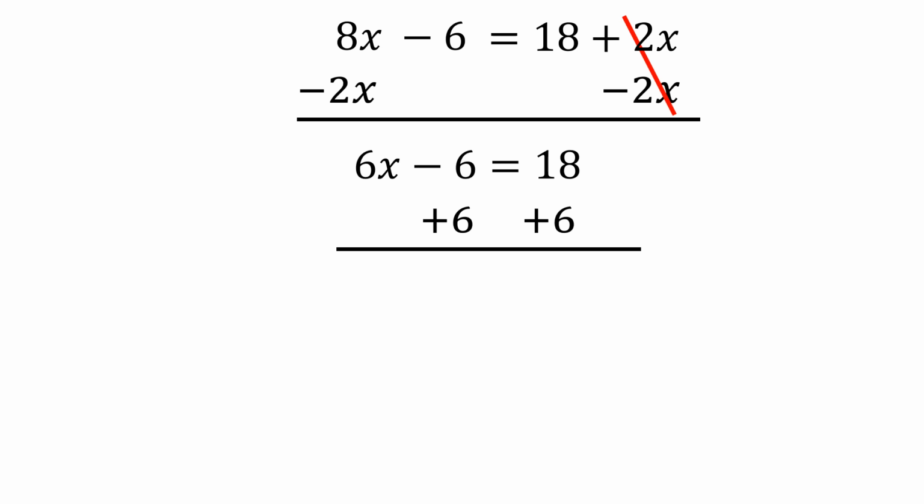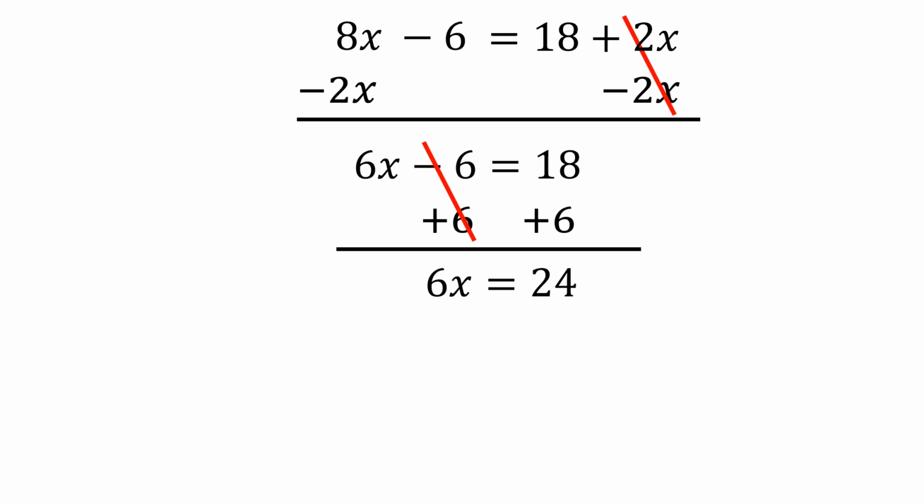What you do to one side of the equation, you have to do to the other side. Positive 6 and negative 6, or adding 6 and subtracting 6, will cancel. We'll bring down 6x, and 18 plus 6 equals 24.